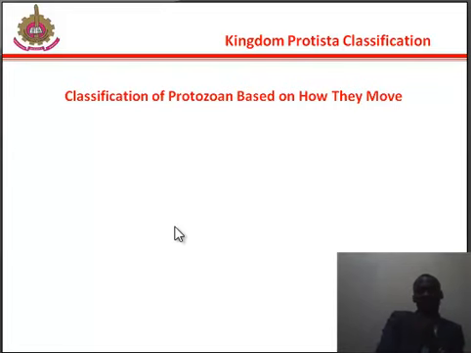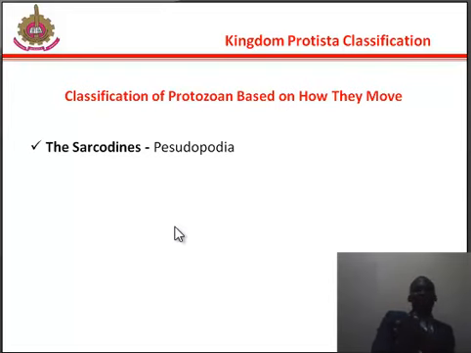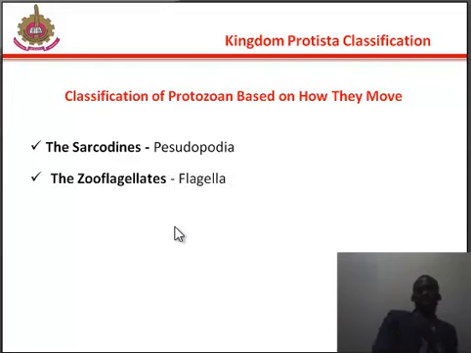Classifications of protozoans based on how they move. Based on how they move and on their movement organs, protozoans can be classified into 4 groups. The first group are called the sarcodines. They move with the help of an organ called pseudopodia. The second group are called zooflagellates. They move with the help of an organ called flagella.